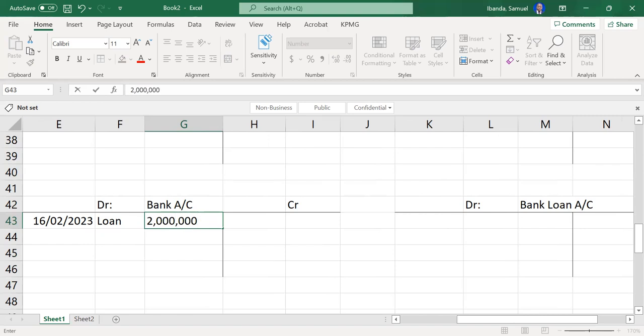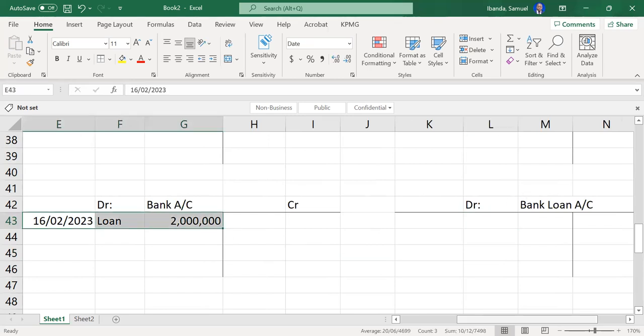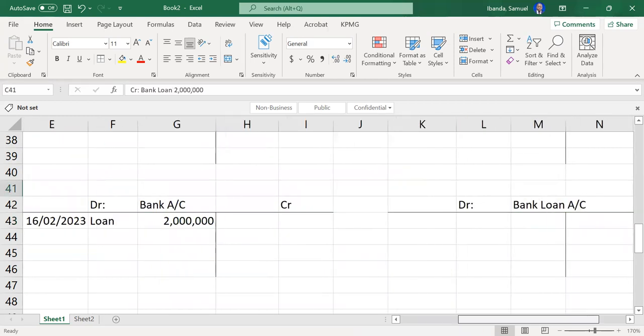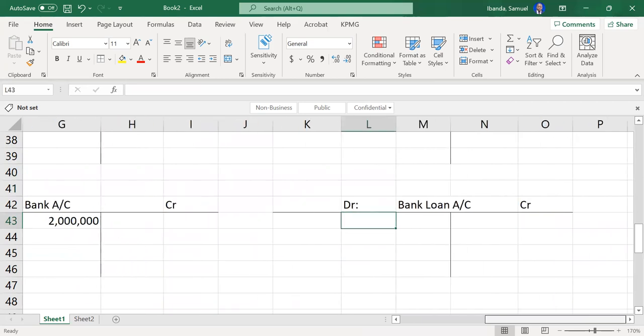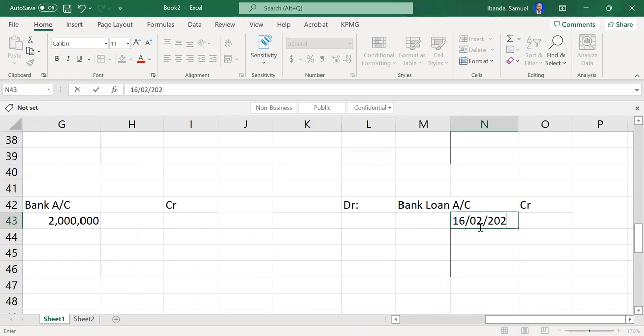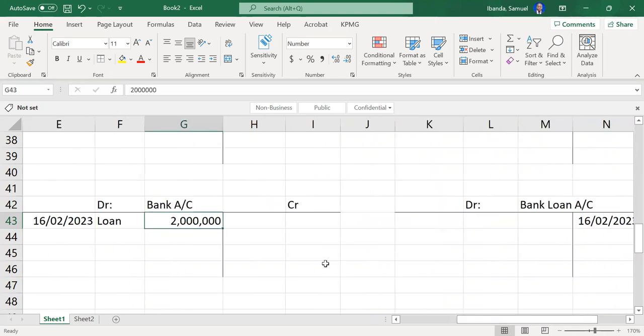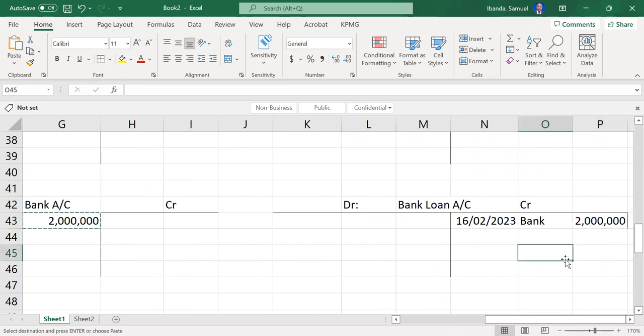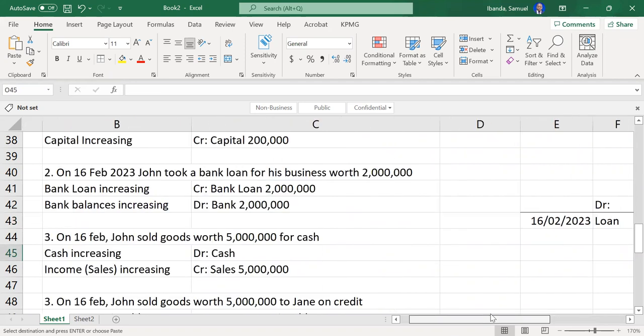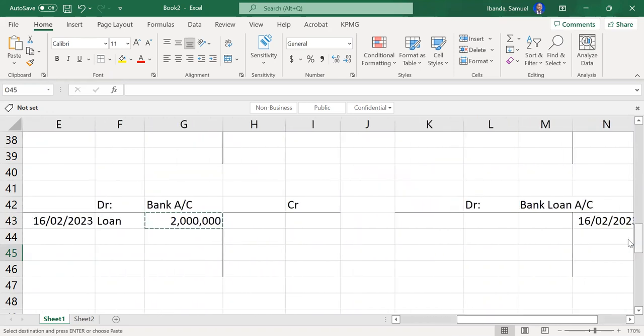And I hope you're noting some of these things down. As I debit my bank, because that is what we said here, with the 2 million, I'll come and credit my bank loan. So when I also come here, I'll say 16th of 02, 2023. I'll call this bank and I'll record my amount, which is 2 million. So same amounts, I'll come and record it right there. So I've entered my transactions into the ledger accounts.